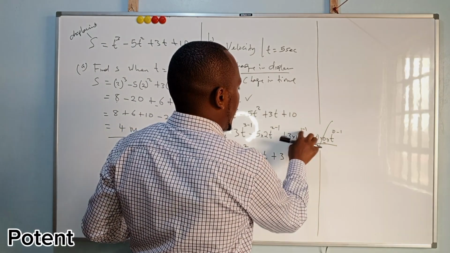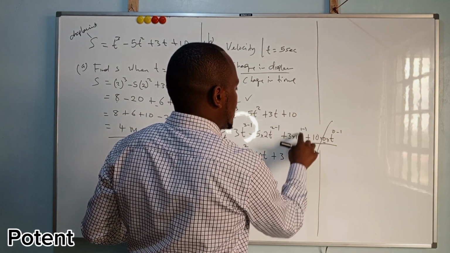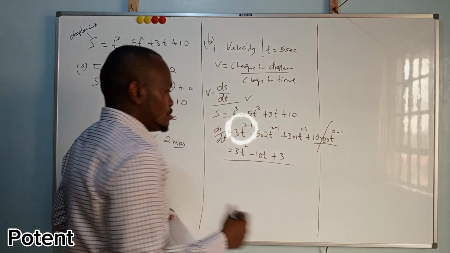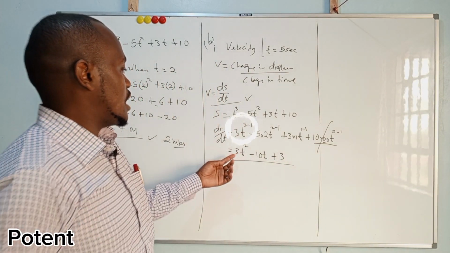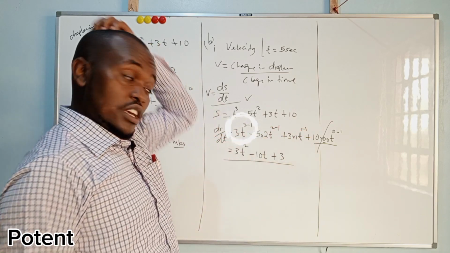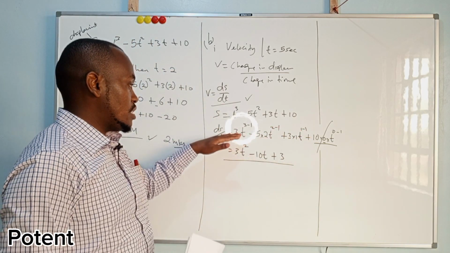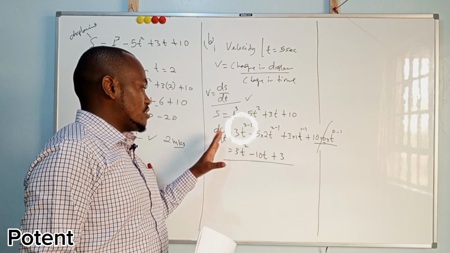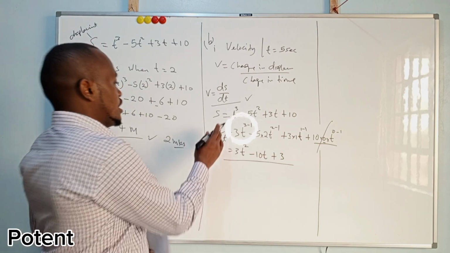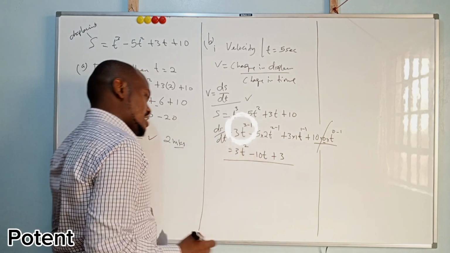So t to the power 1 minus 1 is t to the power 0, which is 1. If you get used to it, you can come directly to this. You don't need to write all this. I've just done this for someone who is not familiar with differentiation. So this is your answer: ds over dt is this.